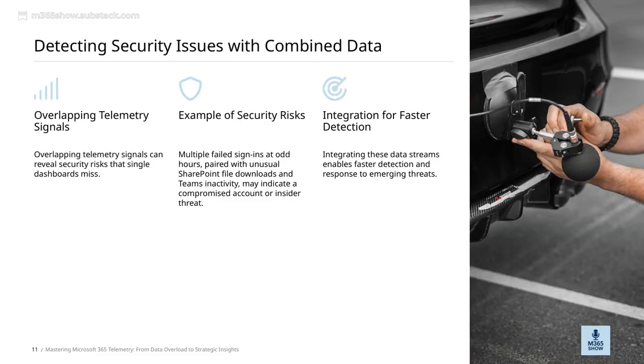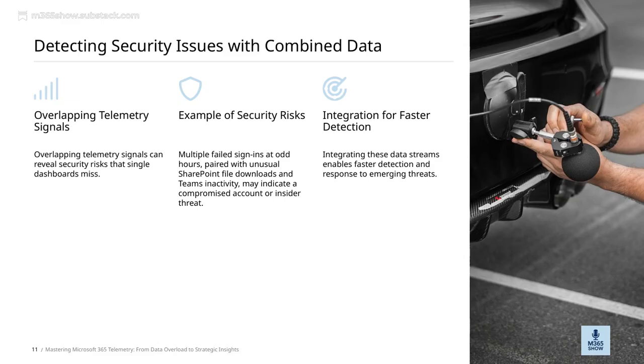Detecting security issues with combined data is really about leveraging the full picture. Mastering Microsoft 365 telemetry means moving beyond just data overload to uncover strategic insights that help us stay ahead of threats. When we integrate these different data streams, it allows us to identify emerging issues more quickly and respond faster. For example, if we see multiple failed sign-ins at odd hours, combined with unusual downloads on SharePoint and inactivity on Teams, that could be a sign of a compromised account or even an insider threat.